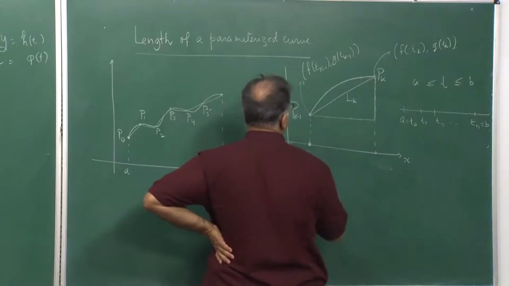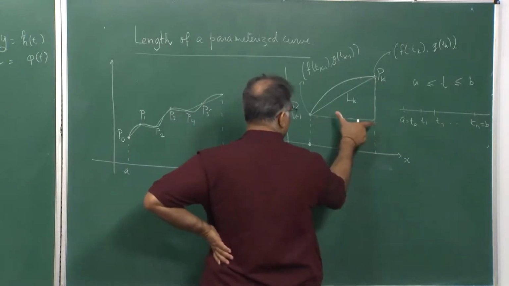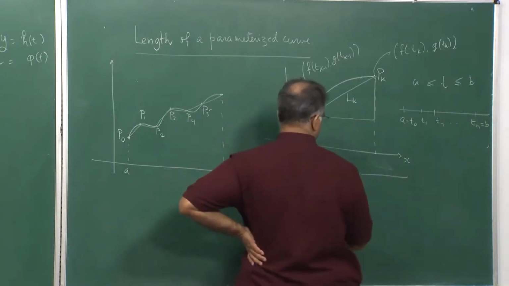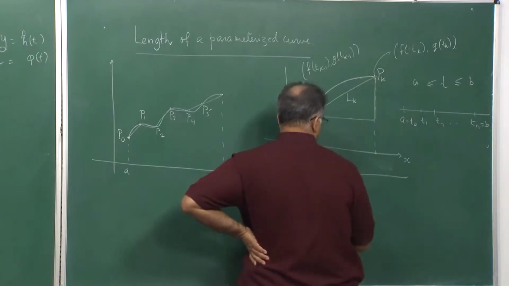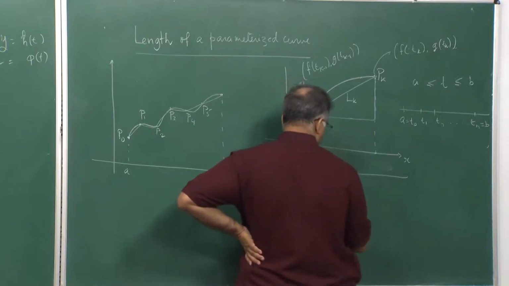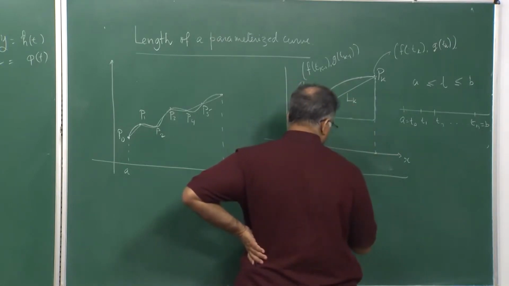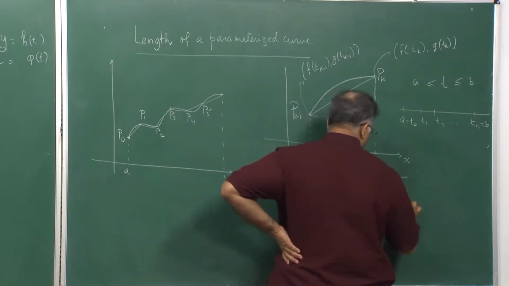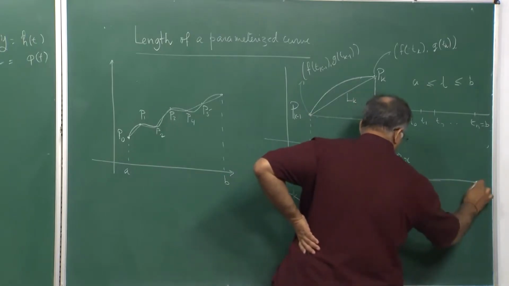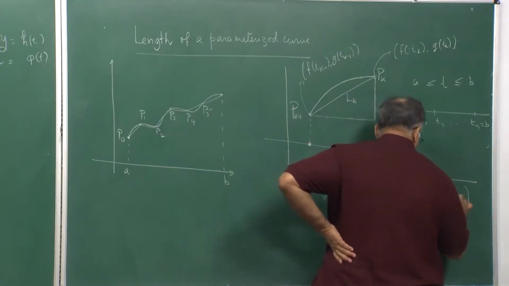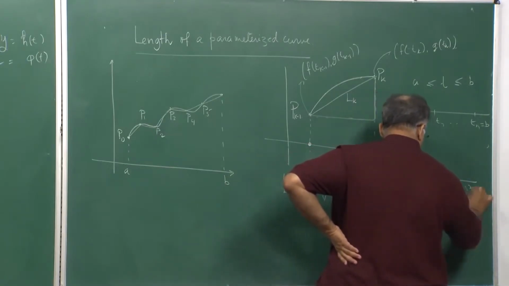So, the length of L_k, if you look at it, is nothing but, by the Pythagoras theorem, the square root of the change in x coordinates, which is f(t_k) minus f(t_{k-1}) whole square, plus g(t_k) minus g(t_{k-1}) whole square.